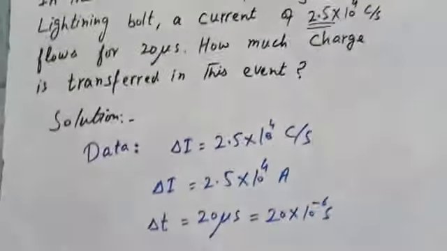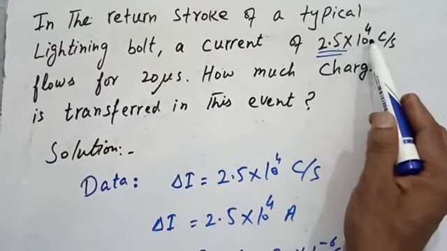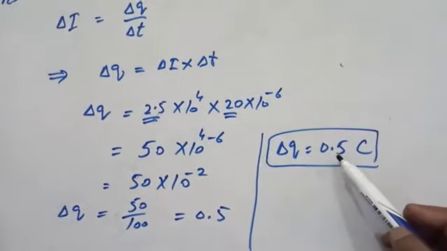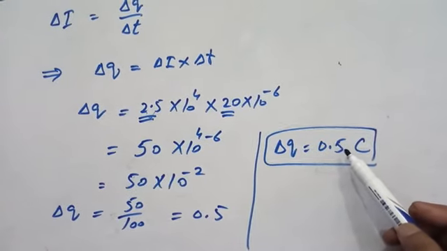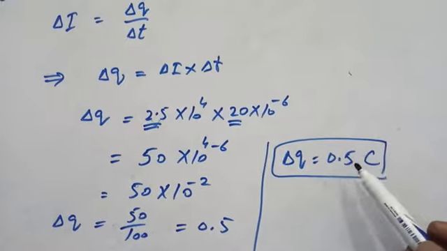So according to this statement, when a current of 2.5 × 10^4 amperes flows for 20 microseconds, then the amount of charge is given as 0.5 coulombs. This was the required solution of our numerical problem.